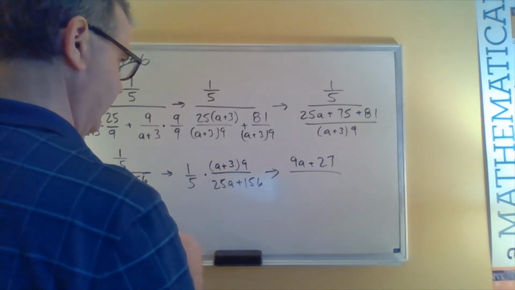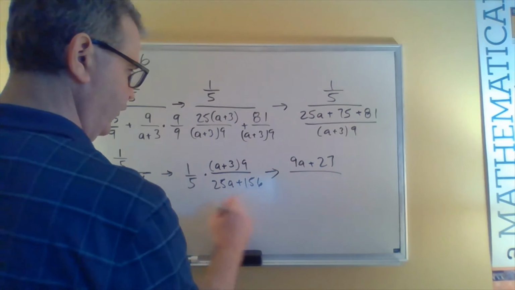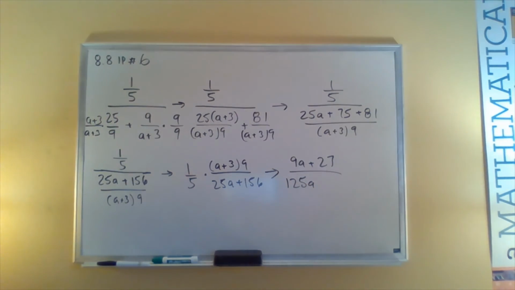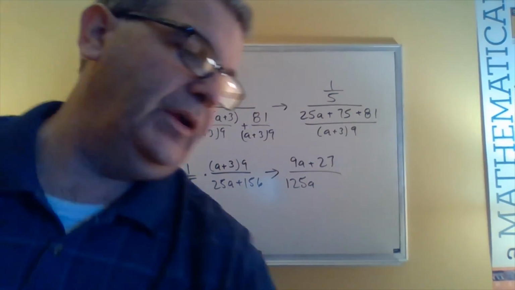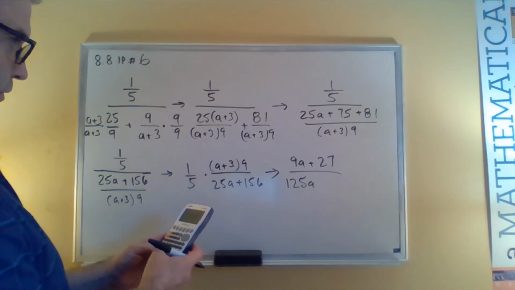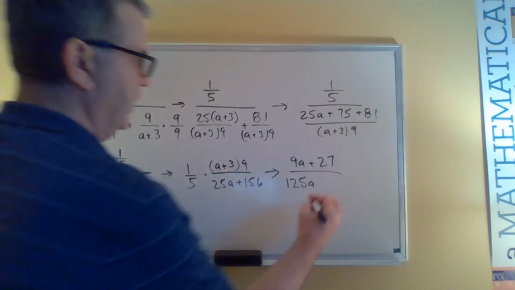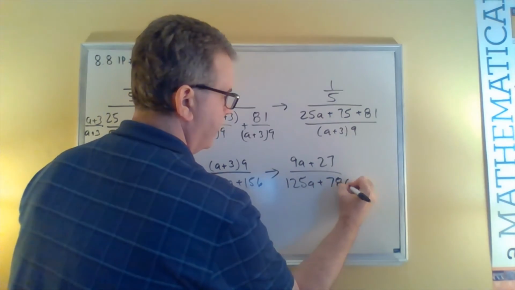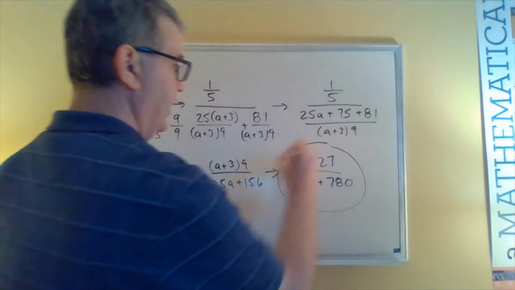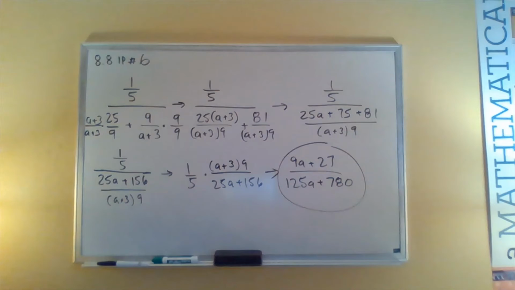Multiply everything down here by 5, so 25a times 5, that's 125a. 5 times 156, now I'm going to use my calculator on that one. Make sure I don't make a mistake. 5 times 156 equals 780. I don't think I can go any further than that. So here's my answer for number 6. I have 9a plus 27 over 125a plus 780.